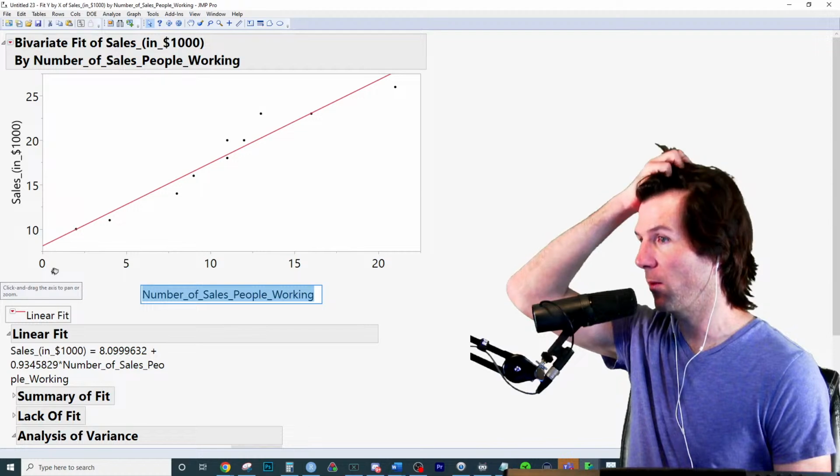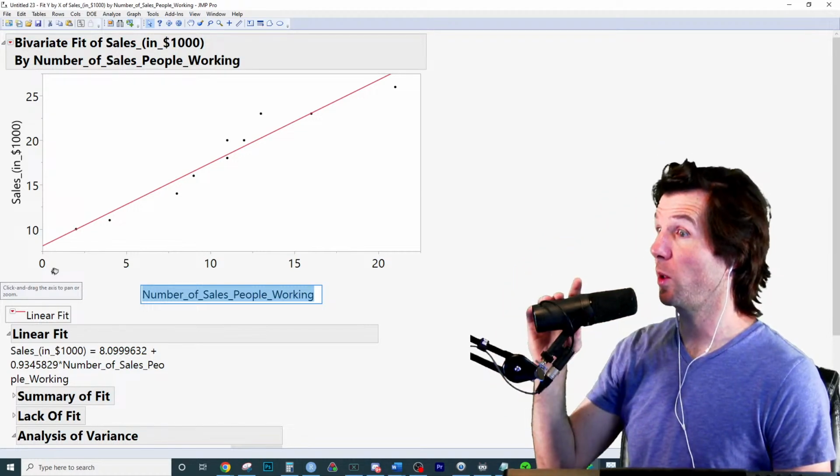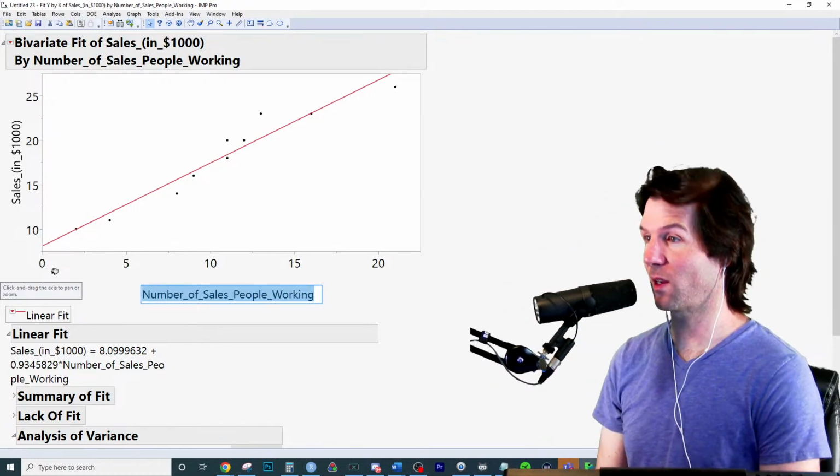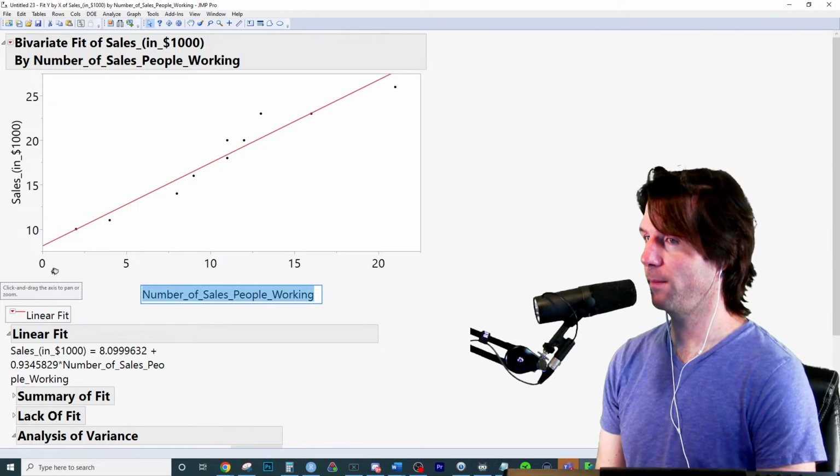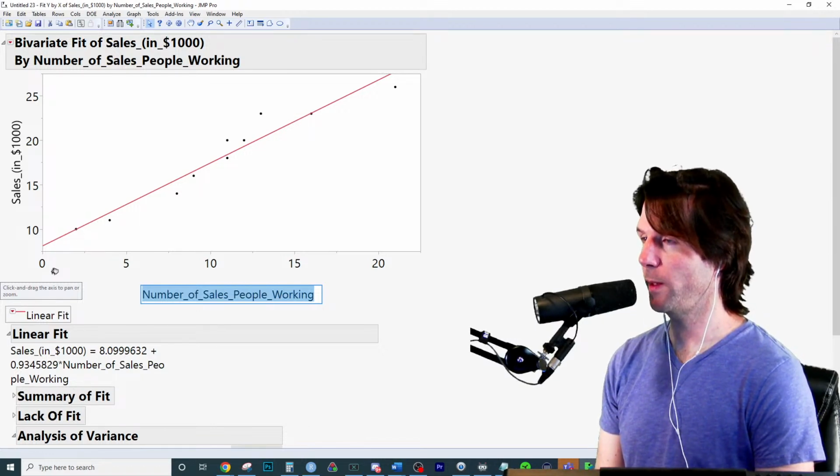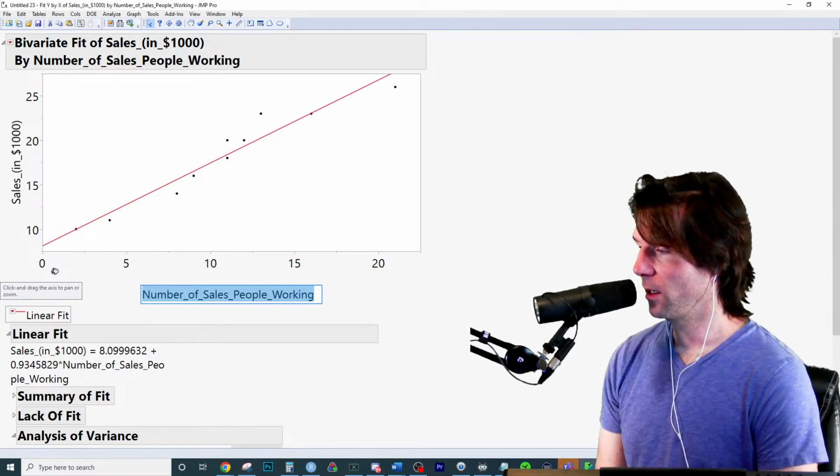Pretend this is the test now. How would you interpret that on the test, which is 12 points of the test? How would you interpret that? When salespeople are working, when we have what?